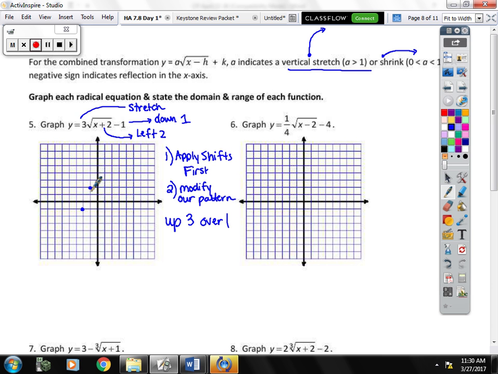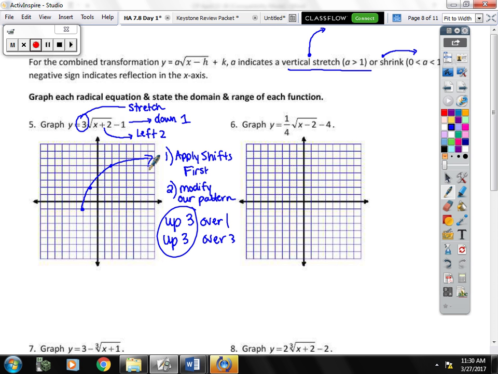Normally we then go up 1 over 3. We're going to instead go up 3 over 3. So this number is really affecting how much we're going up or down. The other numbers are going to stay the same. And then we're going to connect that as best we can.